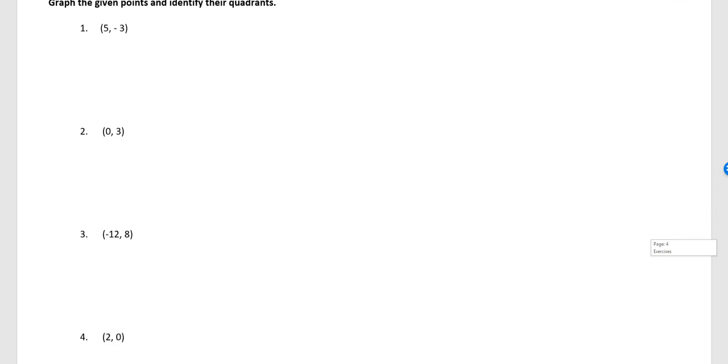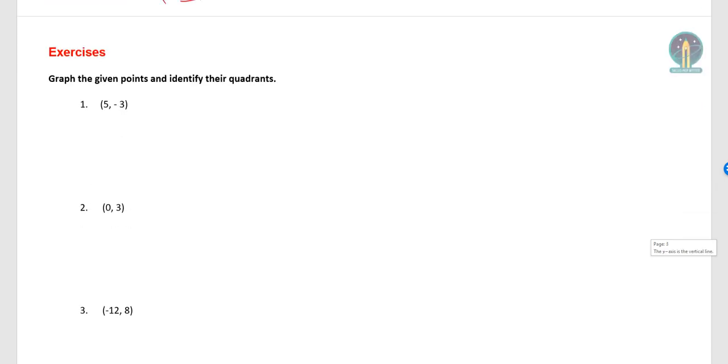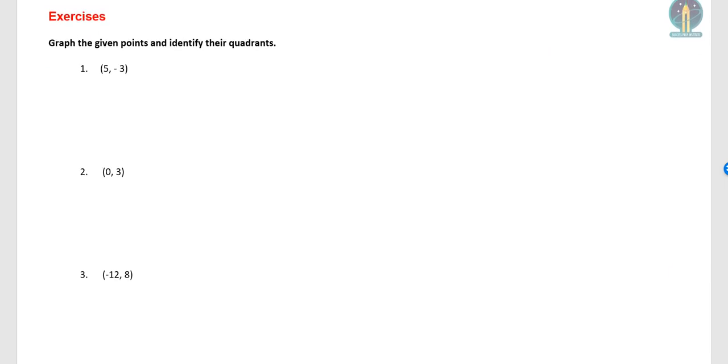Okay, we've got some exercises here. Please pause the video, work on these, try to plot the points, and come back for the solutions. Okay, so we want to plot the following points and identify what quadrant they lie in. First off, we have 5 and minus 3. So let's draw a quick coordinate plane. Actually, I need more space up here, so let's just draw it here.